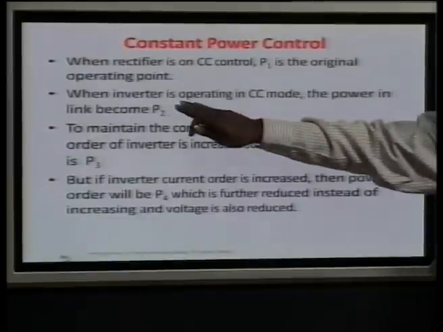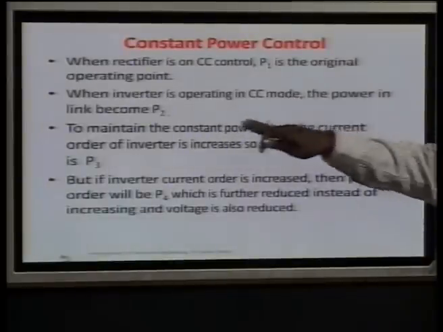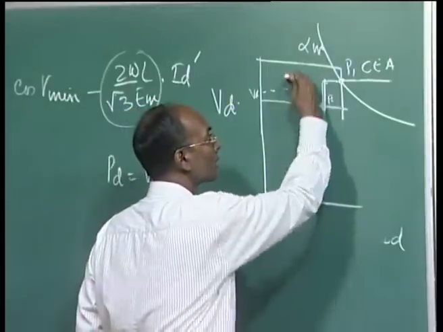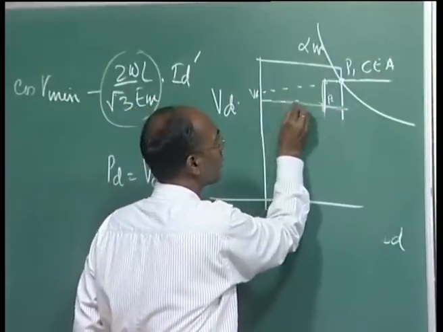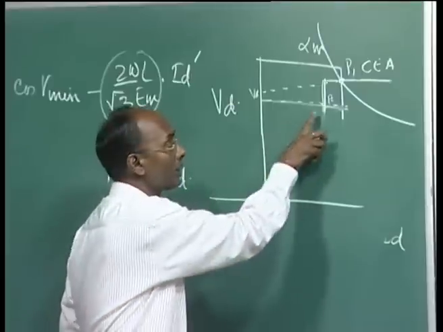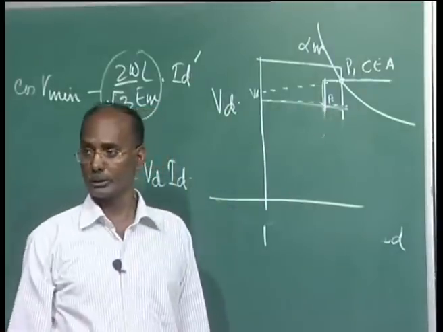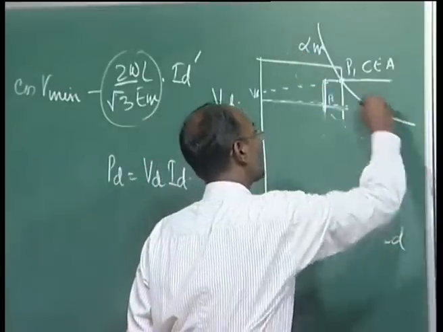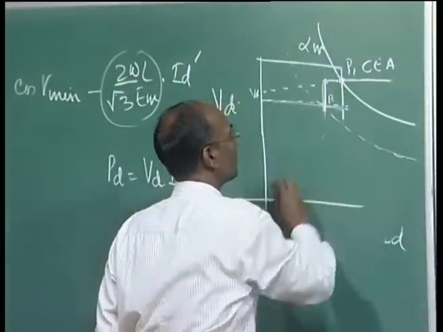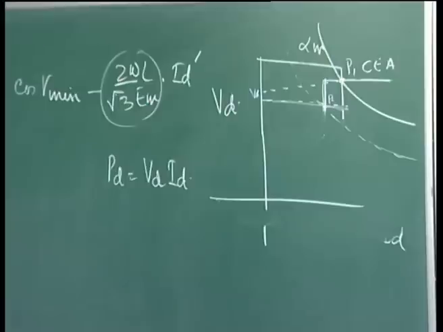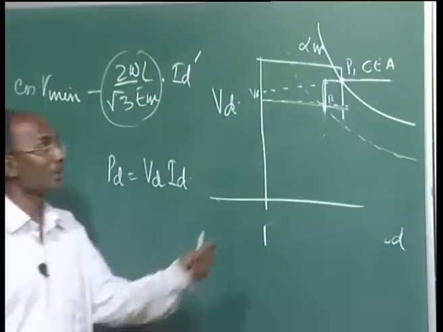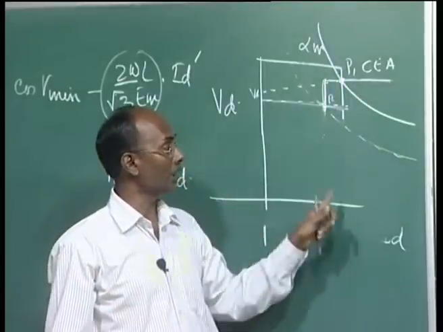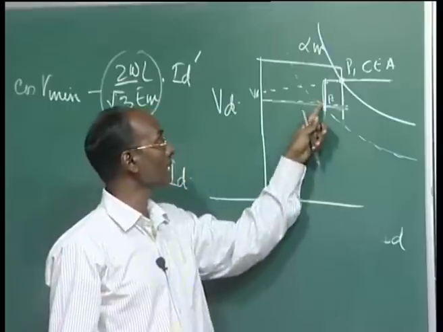When the inverter is operating in the CEA mode, the power in the link becomes P2. What happens here is, this is your P2, because due to some problem there is some voltage that has gone down, and now the rectifier is operating in the CC and the inverter is operating in the voltage control. So, this is your P2, and again if you draw this characteristic, it will be like this. Now you can say this power is less than this power, because here VD and ID are both more, and here ID is less and VD is also less.